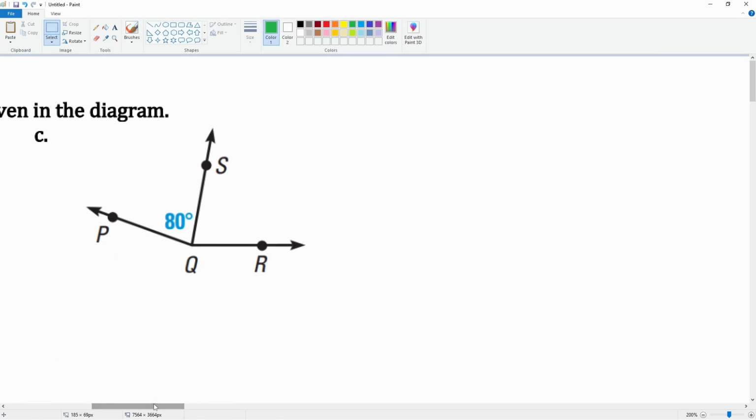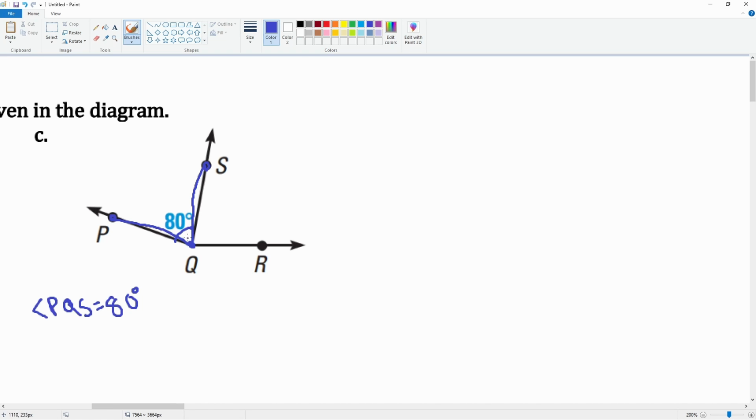Let's look at now C. We see that this here is 80 degrees. So let's just label that. From P to Q to S, it is 80 degrees. So angle PQS is equal to 80 degrees.